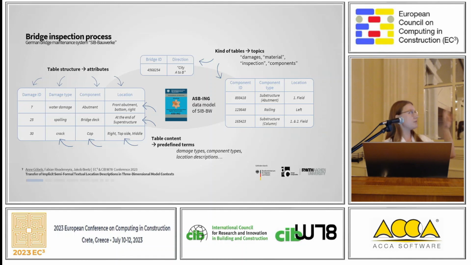For each table, we also have predefined attributes, like the column tops, and even the contents inside each cell have a predefined term. So you're not free to use any words you like. You have to choose them from a list of predefined terms to say, for example, which kind of damage type it is, or the location term in this example.